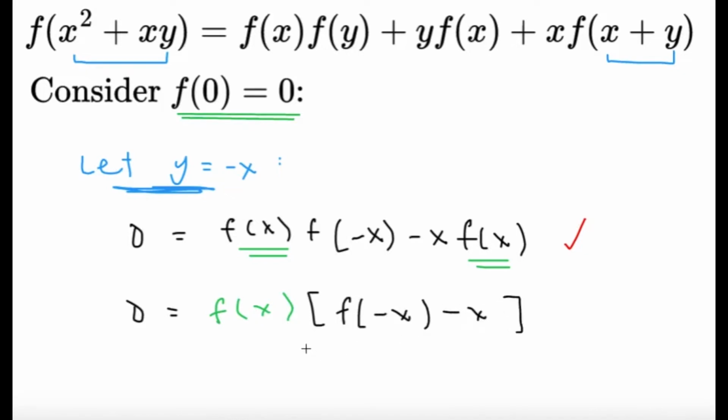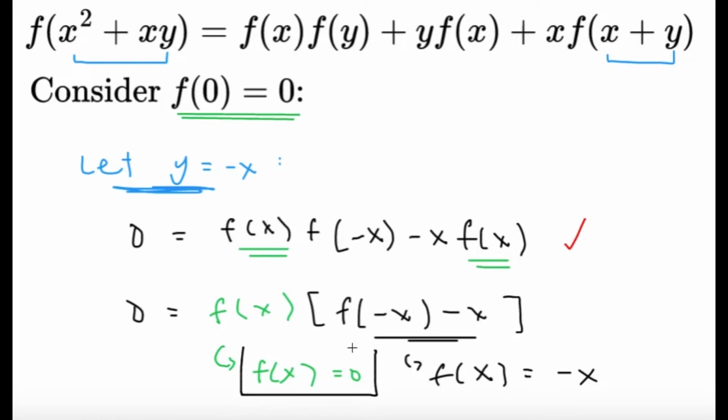Again, we have 2 factors, so f of x equals 0. And if I equate the other to 0, I'll get that f of negative x equals x. Since this is true for all real values of x, I can write this as f of x equals negative x. It's an equivalent statement anyways. Now, technically we have 2 functions here, f of x equals 0 and f of x equals negative x, but we're not yet quite done.